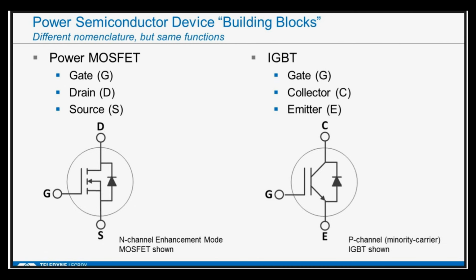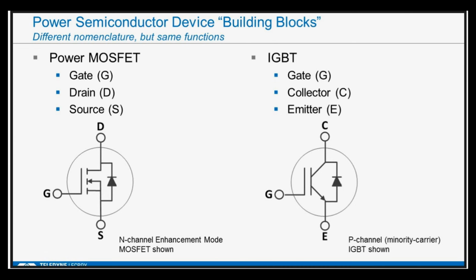The building blocks, the power semiconductor building blocks, are either MOSFETs or IGBTs. You'll see both of these in circuits. They have slightly different names for the same things. A MOSFET has a drain and a source. On an IGBT, we have a collector and an emitter.